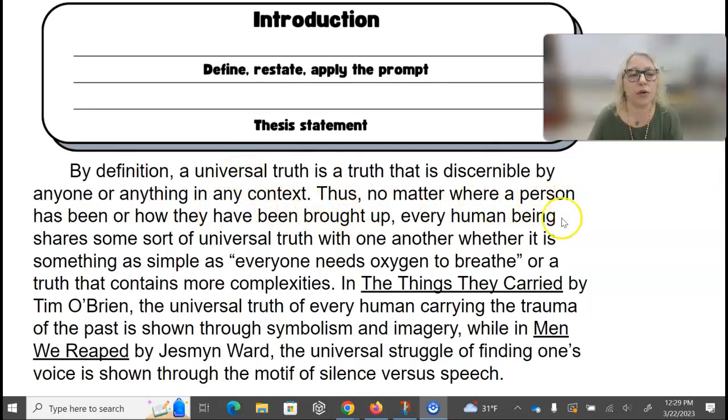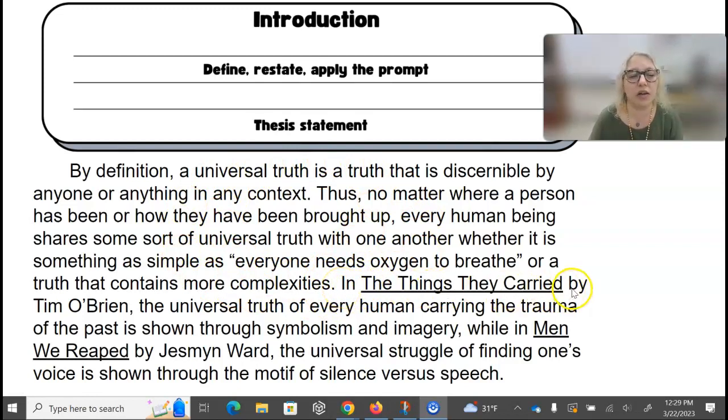Thus, no matter where a person has been or how they have been brought up, every human being shares some sort of universal truth with one another, whether it is something as simple as everyone needs oxygen to breathe, or a truth that contains more complexities. So this is really all about the prompt, and that is appropriate. And now we have the thesis statement.